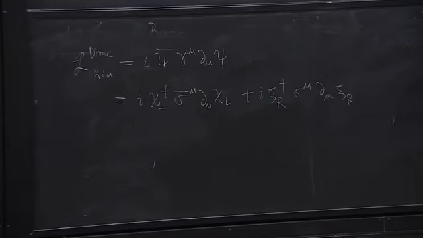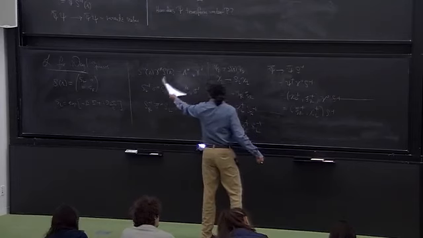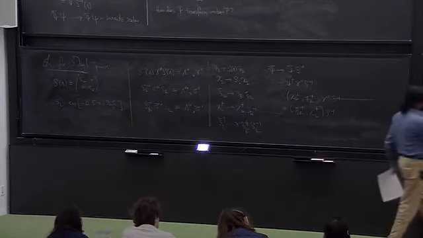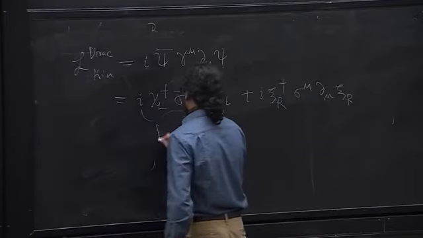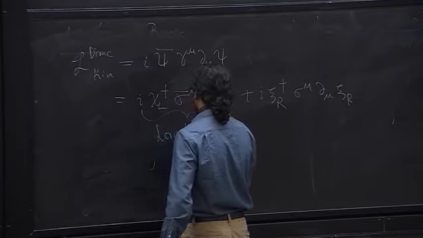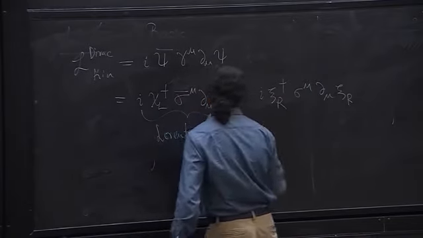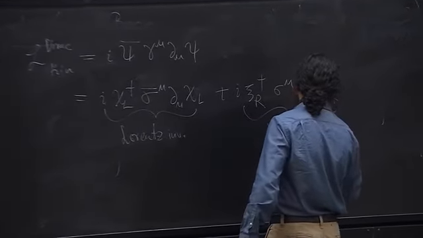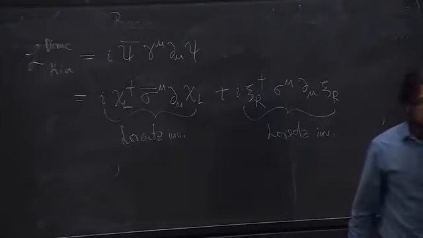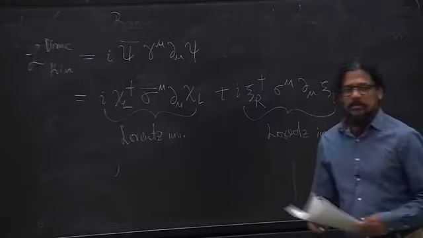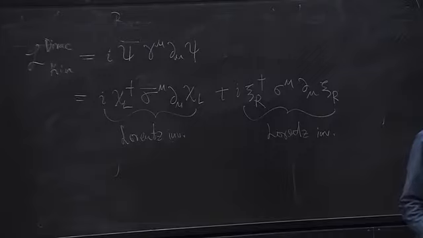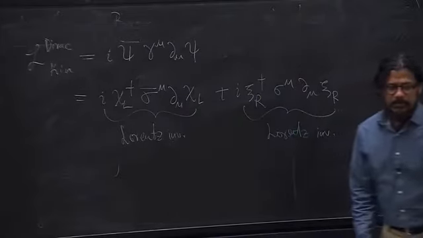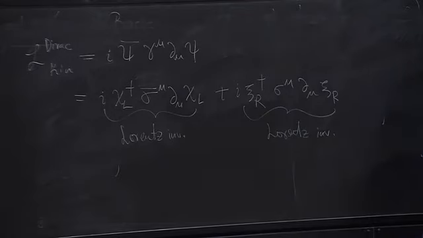Now, using these identities, you can show that each of these terms is Lorentz invariant. So this is Lorentz invariant, and this is Lorentz invariant. So if you want to write down the kinetic term for a left-handed Weyl spinor, all we need is this term. For a right-handed Weyl spinor, all we need is this term, right?